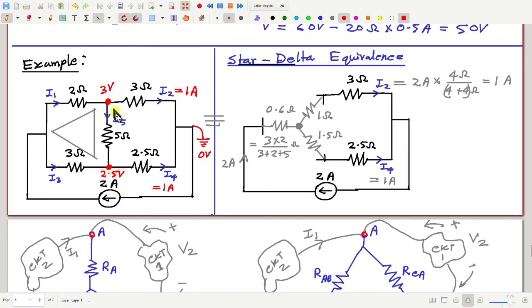So then how much is I5? I5 is 0.5, so 0.5 ampere. Then how much is I1? 1.1. 1.1 ampere. Great. And then how much is I3? 0.9 ampere.